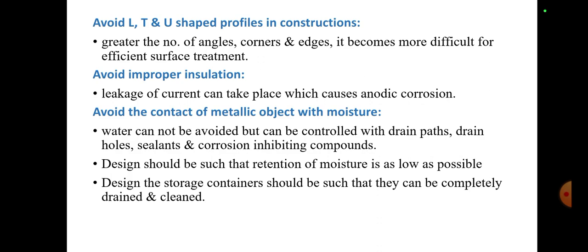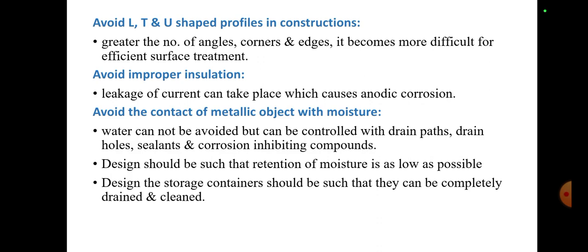Avoid L, T and U-shaped profiles in constructions. Greater the number of angles, corners and edges, it becomes more difficult for efficient surface treatment. Avoid improper insulation. Leakage of current can take place which causes anodic corrosion.